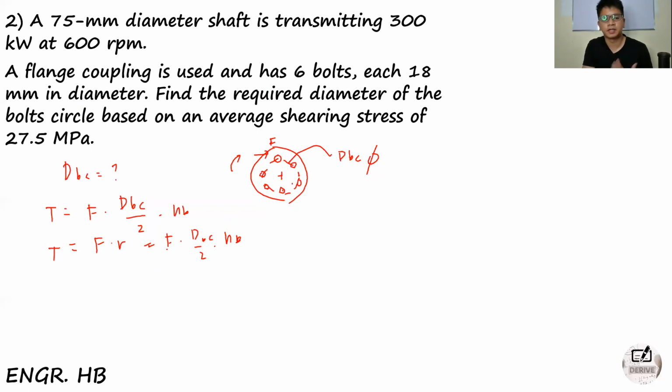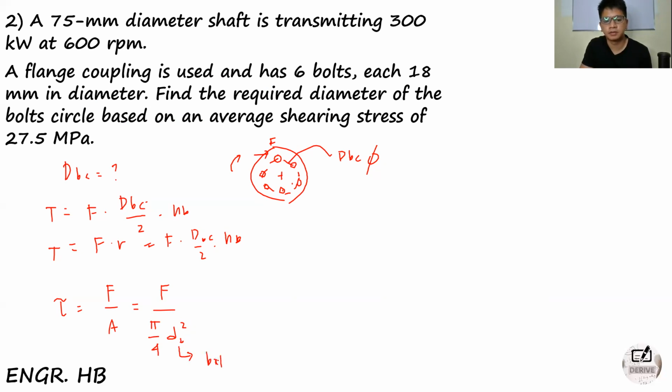Can we get the DBC here already? Not yet, because we don't have the torque and we don't have the force. But we have an average shearing stress of 27.5 megapascal. We all know that the shearing stress for each bolt is F over A, basic force divided by area. So that becomes force divided by pi over 4 d squared, where the diameter here is the diameter of the bolt.